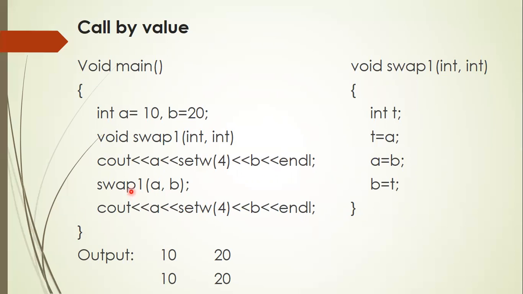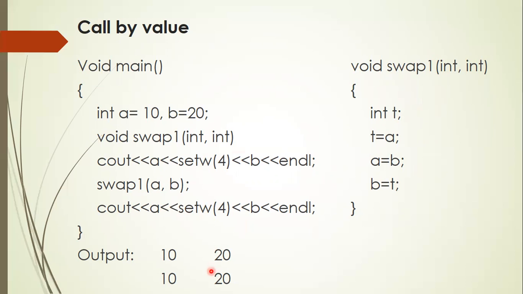Now call the function swap1 with the values of A and B. So the control jumps to here. Here I made one mistake. It should be int A and int B. Now you declare a temporary variable called T, exchange the values of A and B, come back and again display the value of A and B. It will again be 10 and 20.